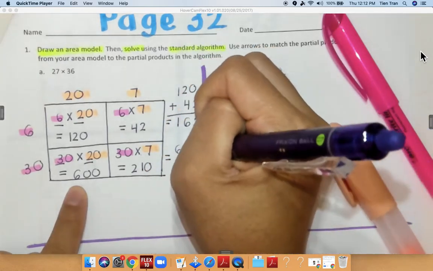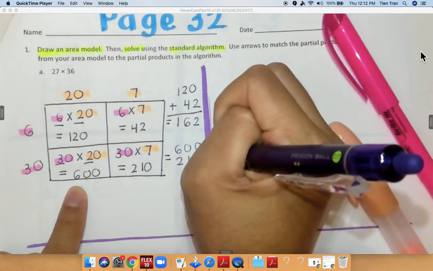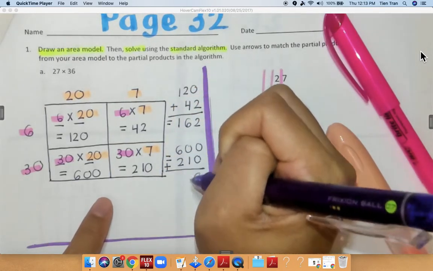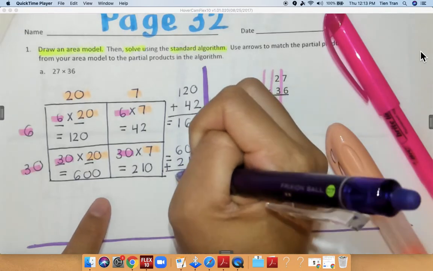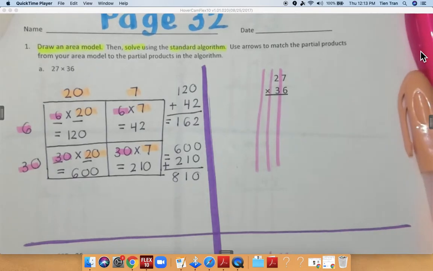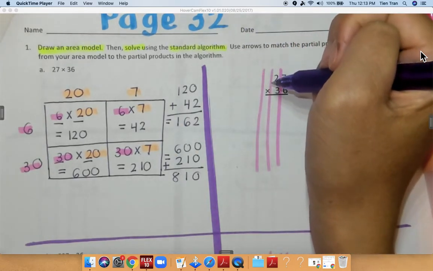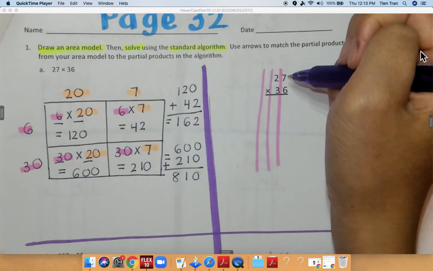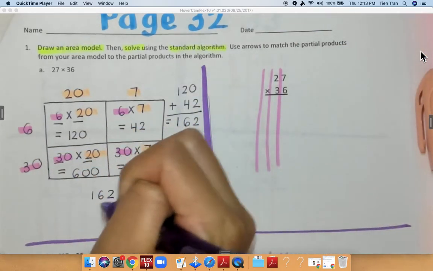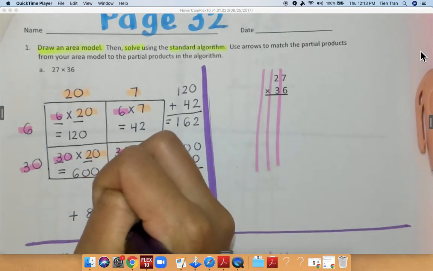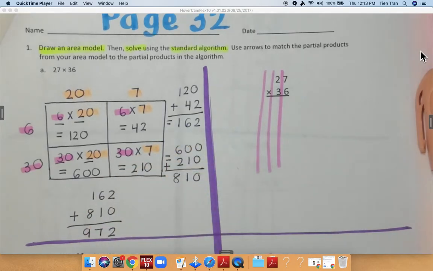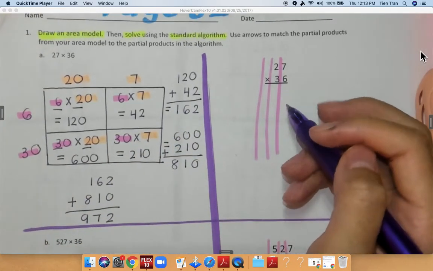So I'm going to add 600 plus 210. Okay? 0 plus 0 is equal to 0. 0 plus 1 is equal to 1. And 6 plus 2 is equal to 8. So I have 810. Now, I'm going to solve it in the standard algorithm way so you guys can see it as well. But notice that when you add 162 plus 810, you're going to get your final answer of 972. Let's see if we get the same answer over here.